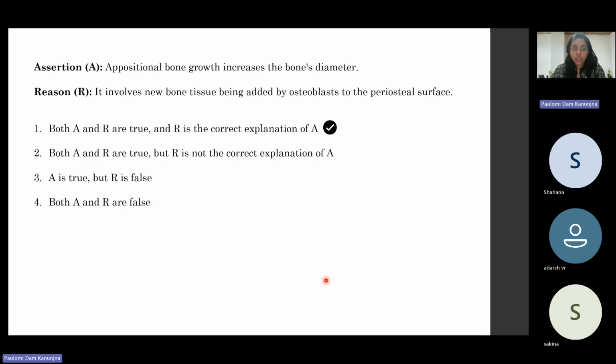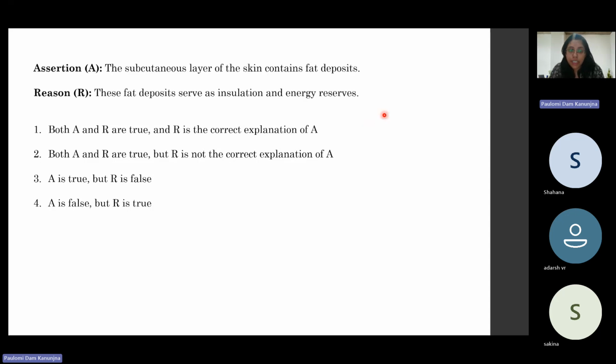Okay. Okay, so the answer is A. We discussed this, right? Appositional means one on the surface of the other. So your appositional growth will increase the bone's diameter because it is increasing the thickness, and that is because you have these new cells onto the surface of the previous one. Okay, right. Next one, quickly.